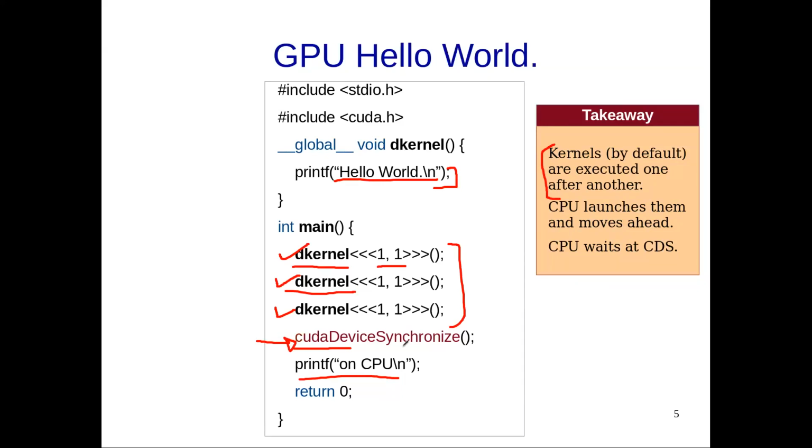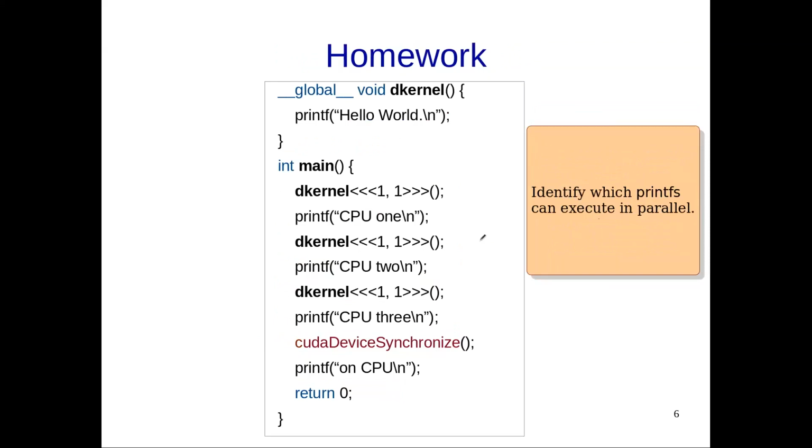That is never going to happen. On CPU will always be the fourth printer. And in addition, hello world 1, hello world 2, and hello world 3 are definitely going to be processed one after the other sequentially. Okay.